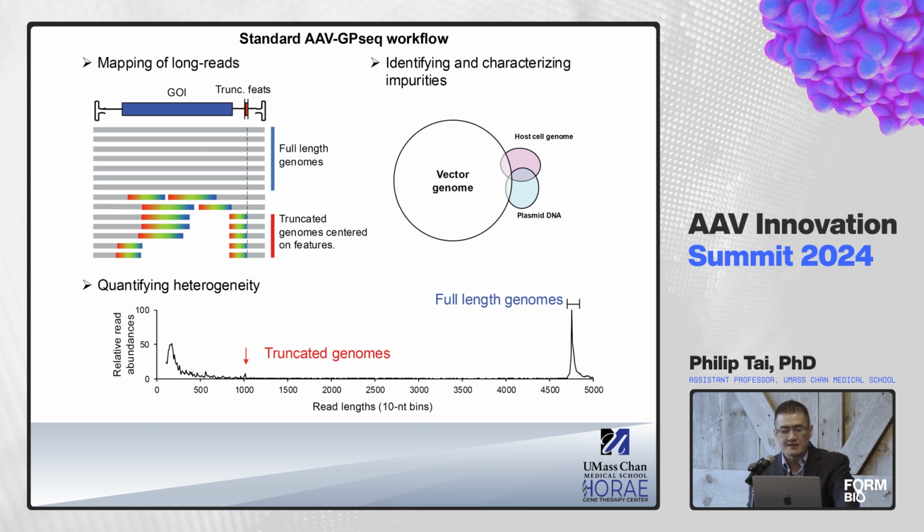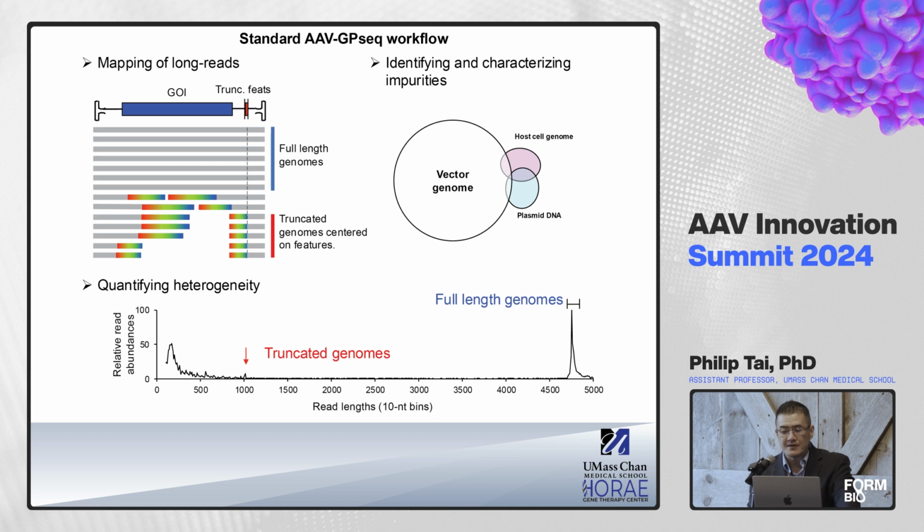Obviously, you can assess the composition of the full-length genomes, but you can also start to profile truncation events, right? So if there is an accumulation of molecules that seem to home in on specific regions, especially those that have strong secondary structure or GC content, you can then start to define truncation hotspots, right? And then those potential findings can lead us to better vector designs.